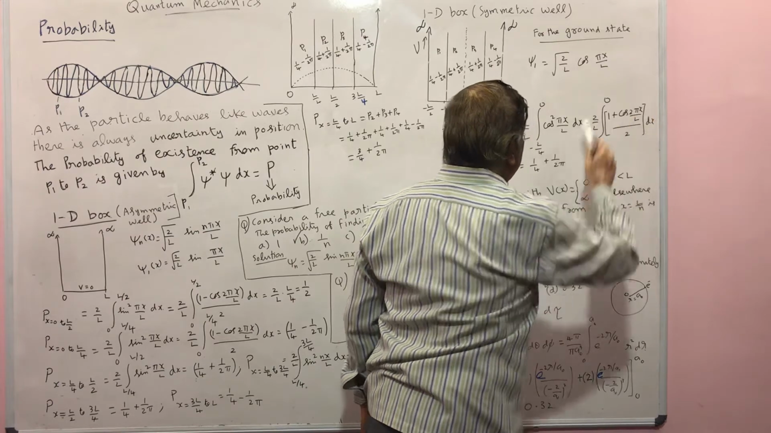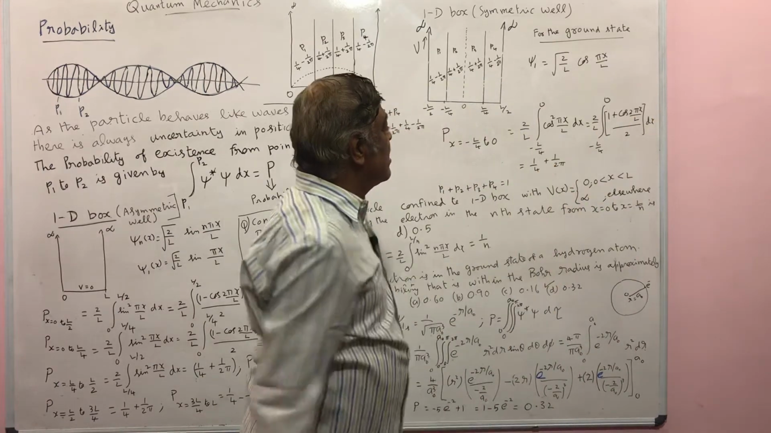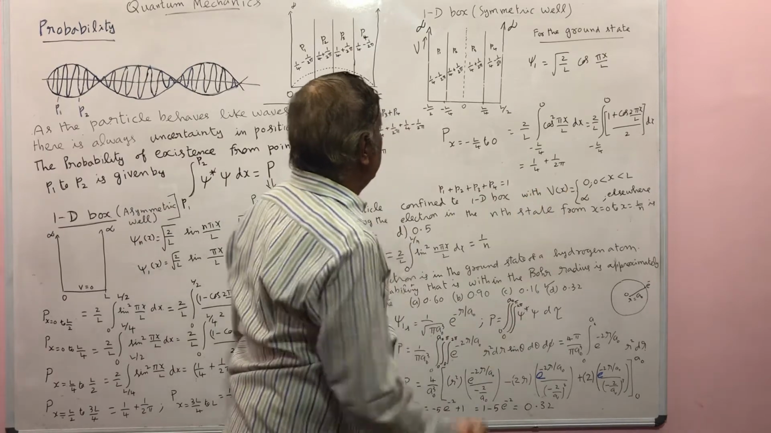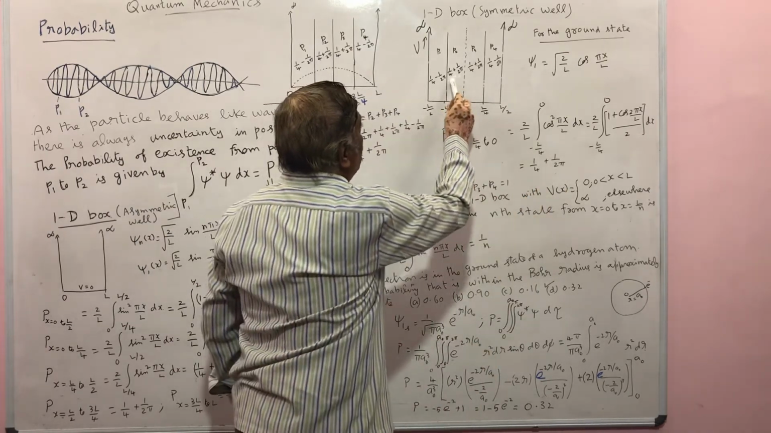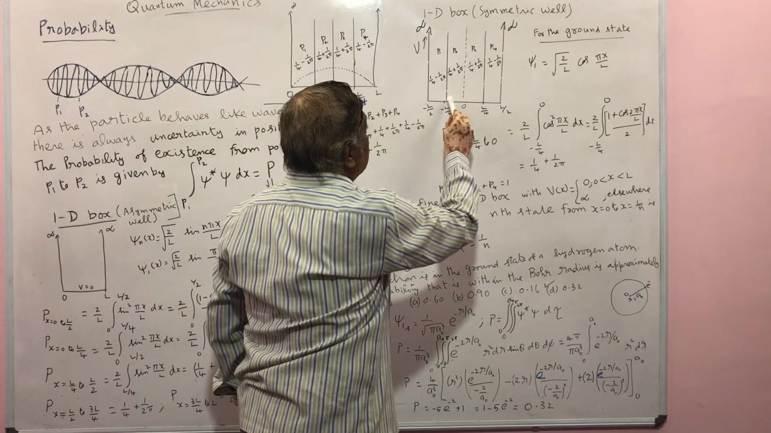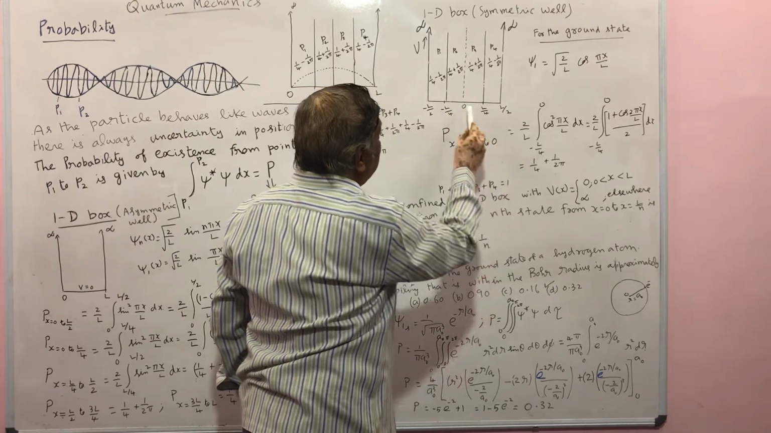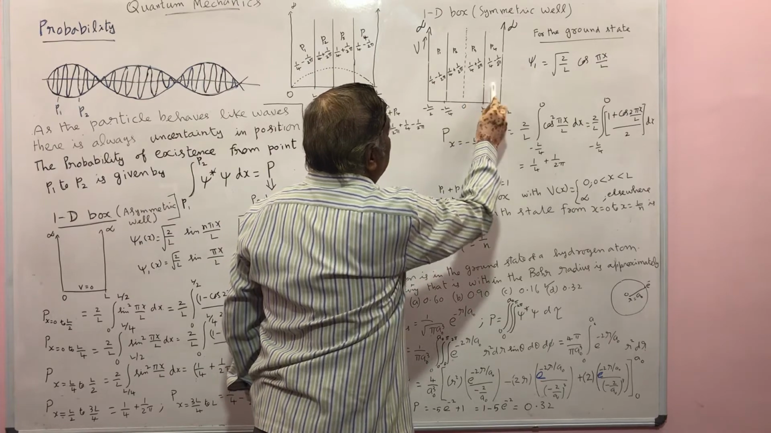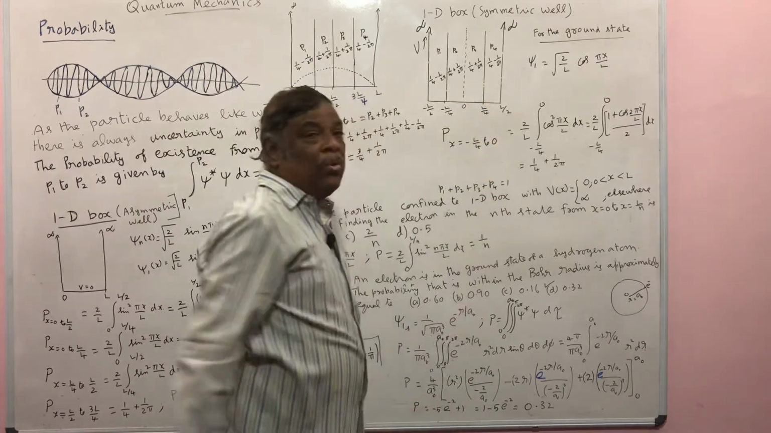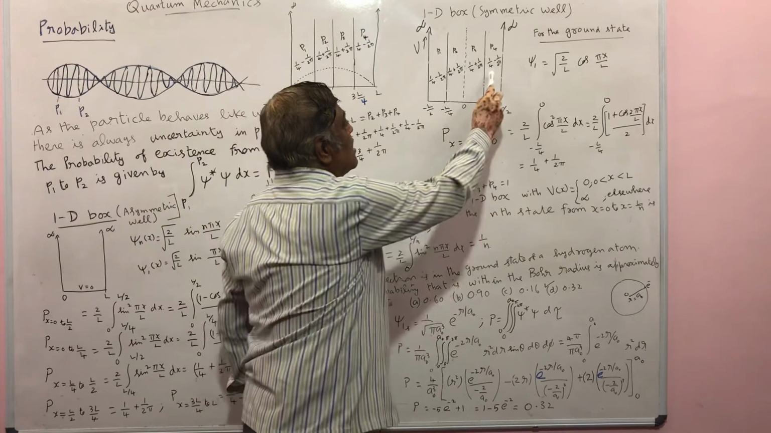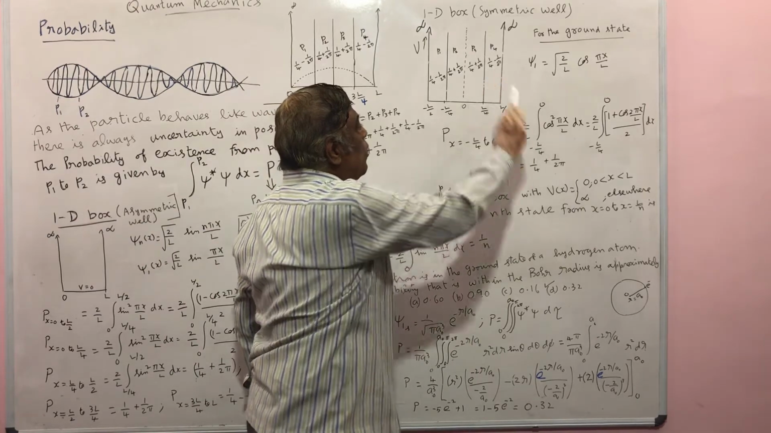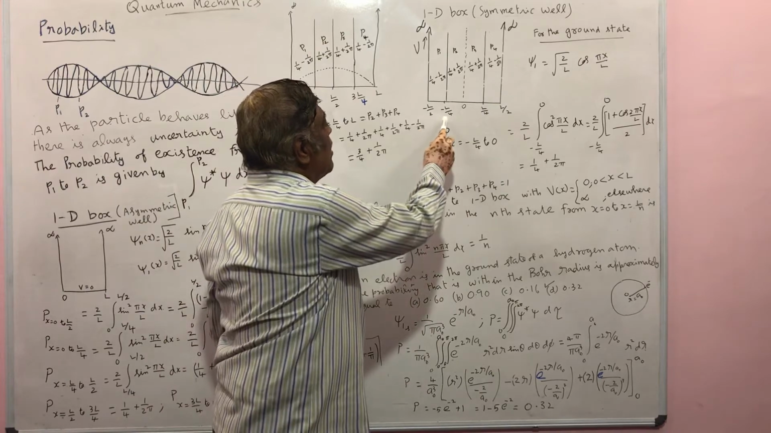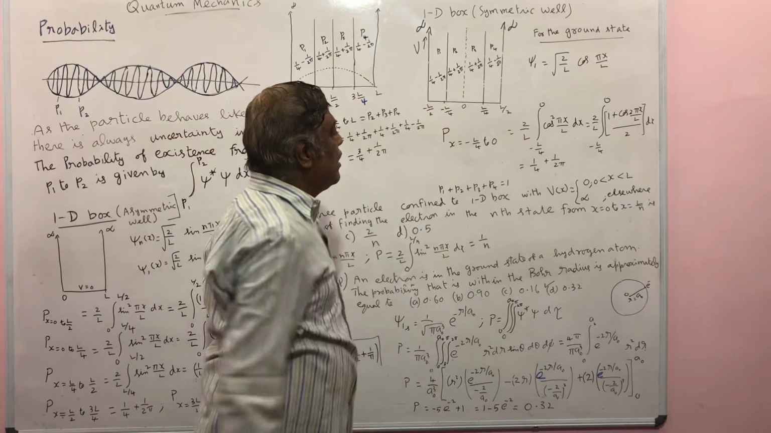Now, this can be easily evaluated. Once we evaluate this integral, this value becomes 1 by 4 plus 1 by 2 pi. This is the probability of finding the particle between these two limits. Similarly, between the limits 0 to L by 4, if you calculate, you will get 1 by 4 plus 1 by 2 pi. Between the limits L by 4 to L by 2, this is the value P4, 1 by 4 minus 1 by 2 pi is the probability. And minus L by 2 to minus L by 4, this is the probability.